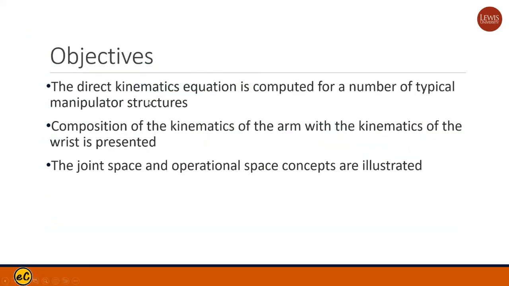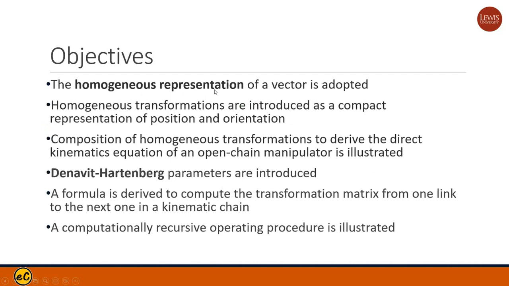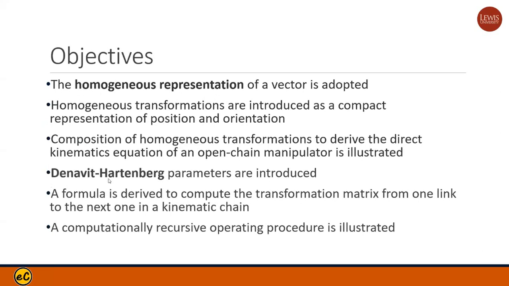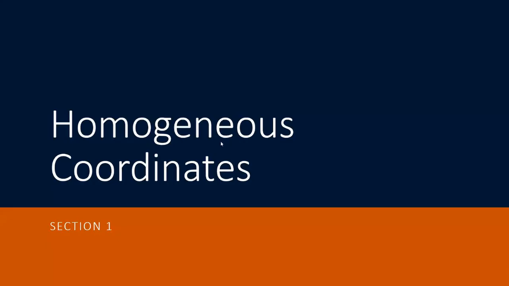The direct kinematic equation is computed for a number of typical manipulator structures, and we are using the HTM, homogeneous transformation matrix. Later we do have the Denavit-Hartenberg representation, which is one kind of HTM.